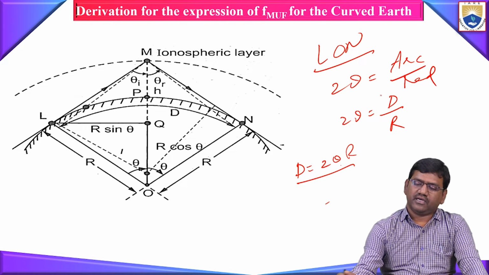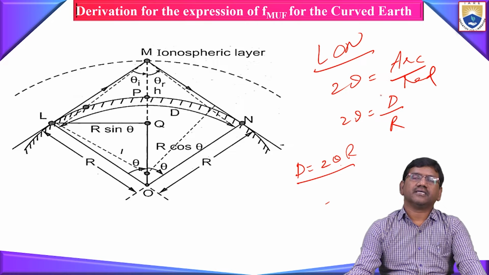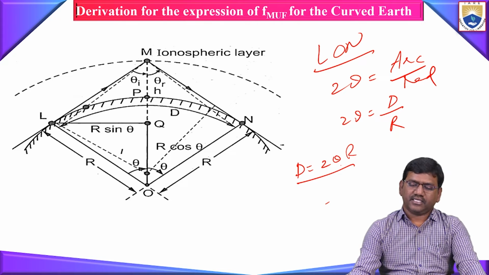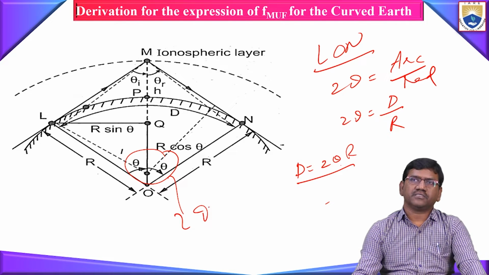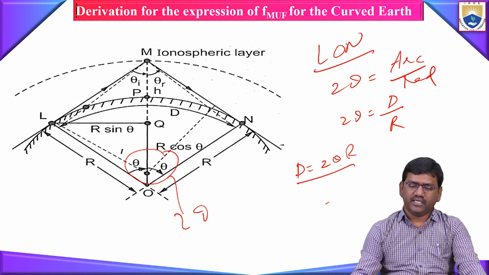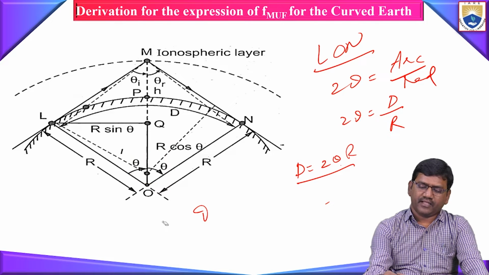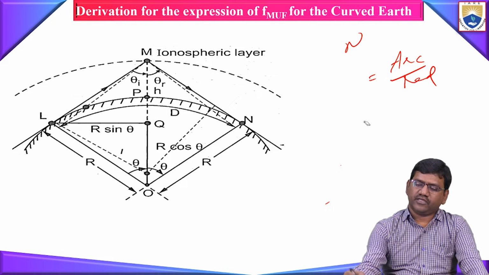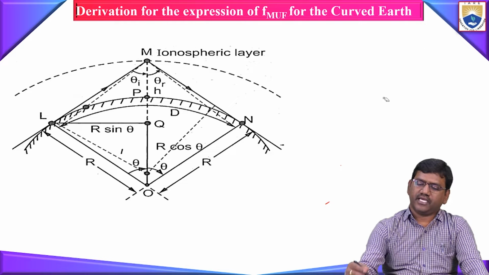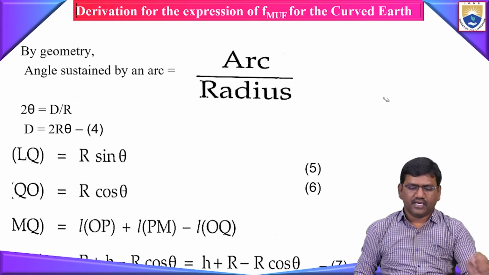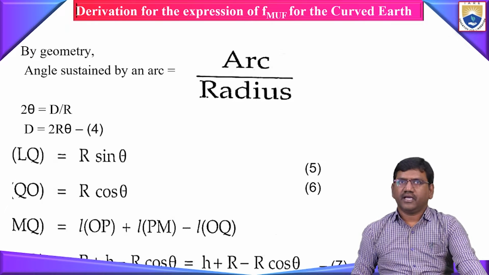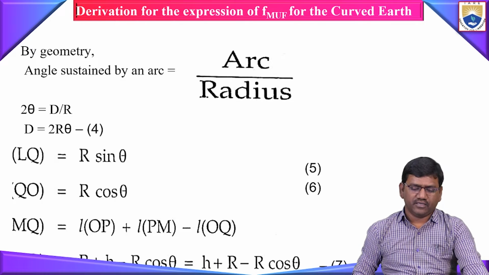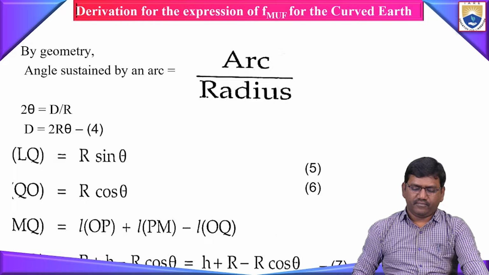So the total angle at the LON path can be described as theta plus theta, which we can write as 2 theta. Theta plus theta is equal to 2 theta, and 2 theta is equal to arc by radius. So we are going to find out the value of d, which depends upon the angle and the radius of the earth. Similarly, we can find out the value of LQ and the QO path, and MQ can be found out.